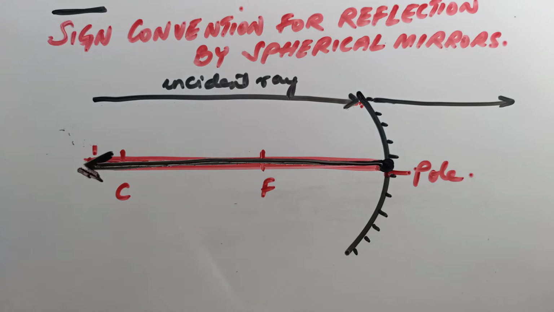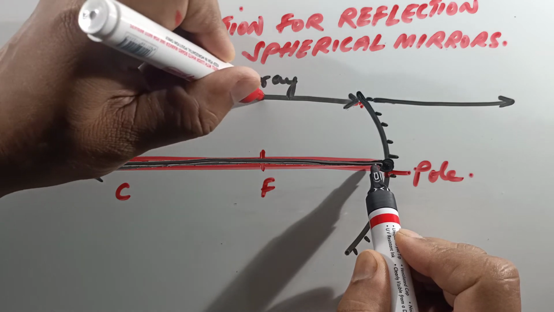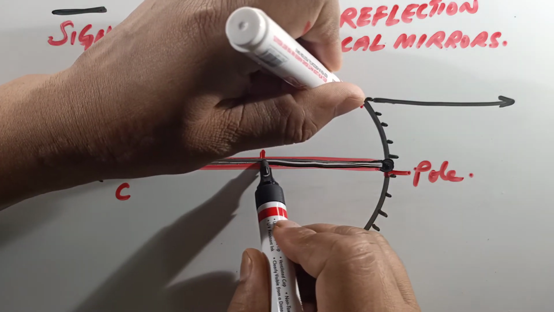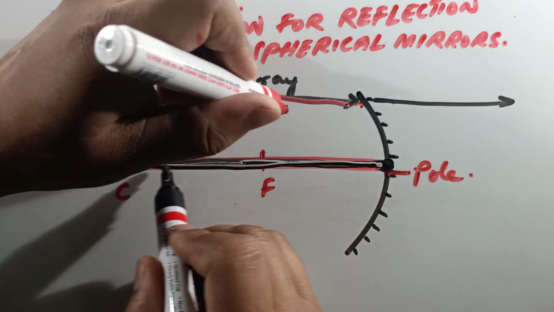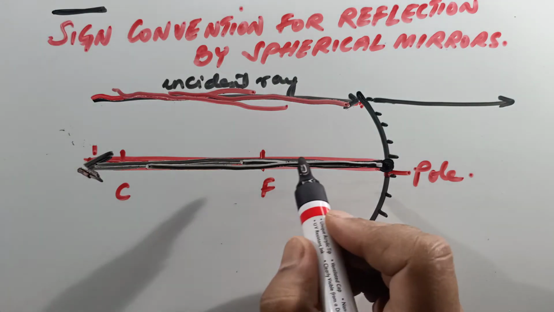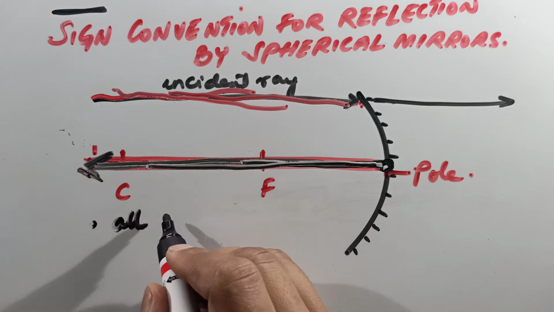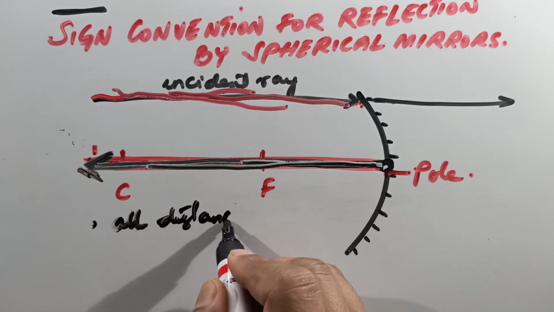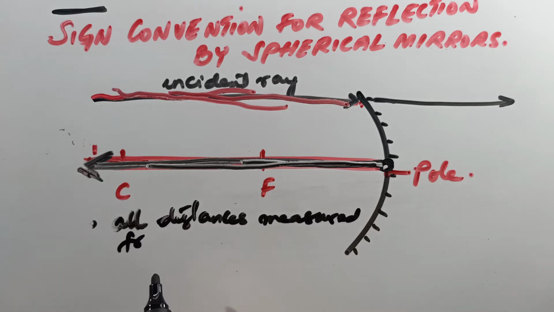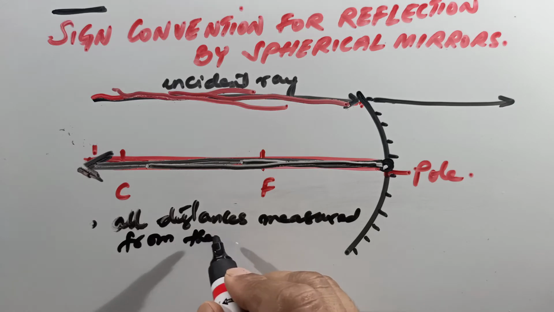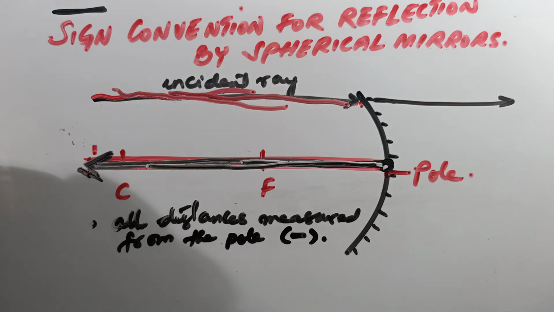You can see here, you are supposed to measure from the pole. Now, please understand that the incident ray is moving in this direction, and you are moving in this. That means both of them are in opposite direction, okay? So all distances measured from the pole, the first point, will be negative, and that is what you'll see.